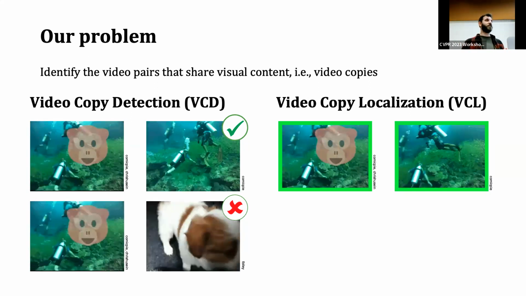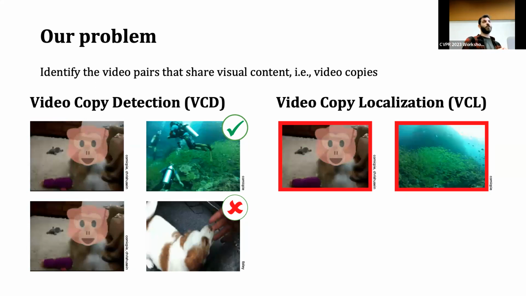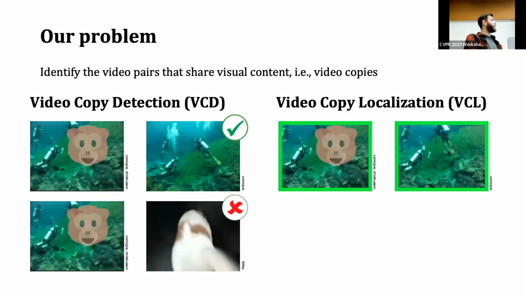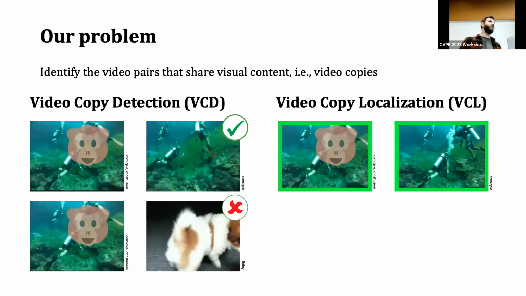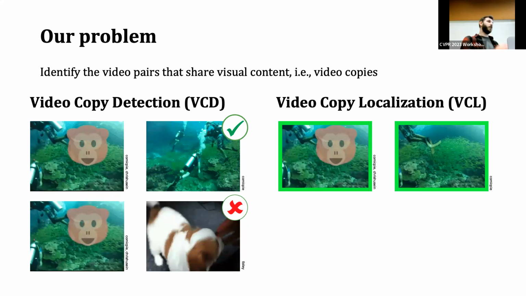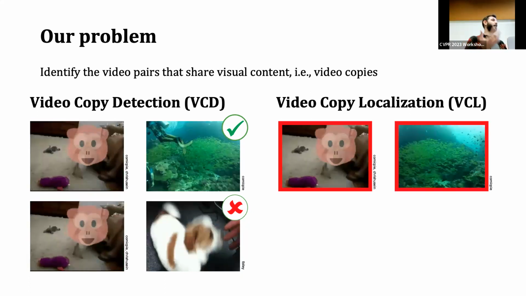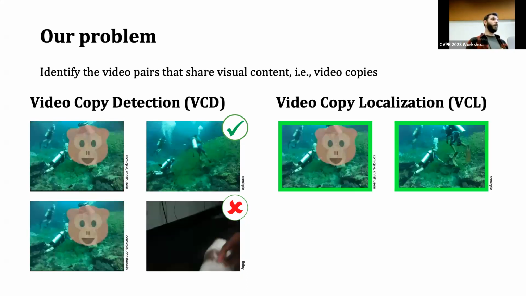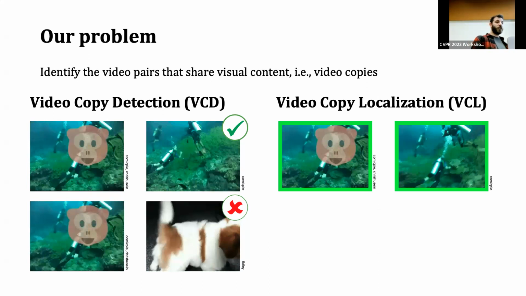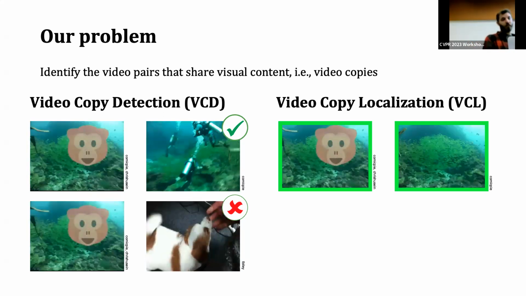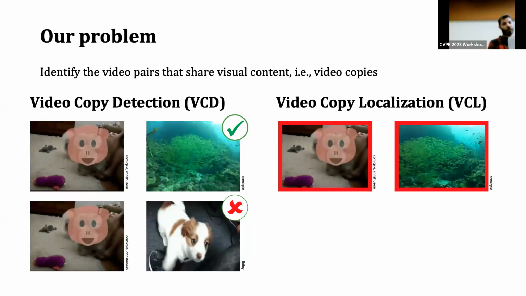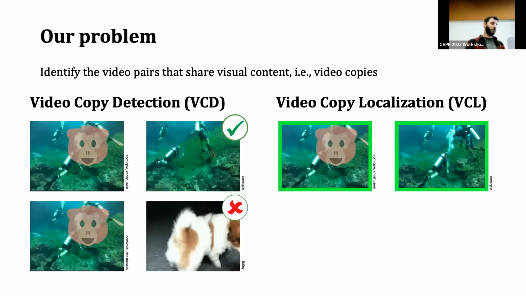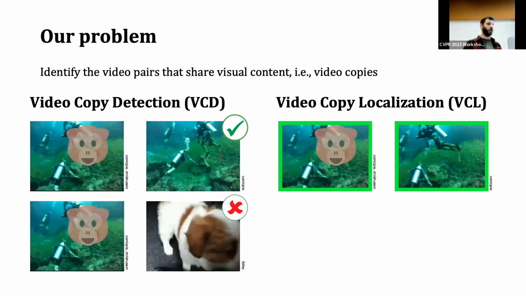The two main tasks related to this problem are video copy detection and video copy localization. In the first case, video copy detection, our objective is to identify whether a pair of videos is a copy or not in a global sense. So we need a global prediction that tells us whether this is a copy or not. As you can see here, the first example is a pair of videos that are actually copies. You can see that in the beginning they share content, but the second case is a video pair where the two videos are not copies.